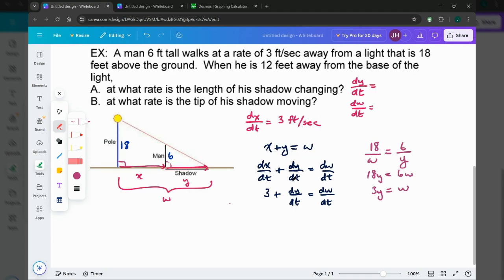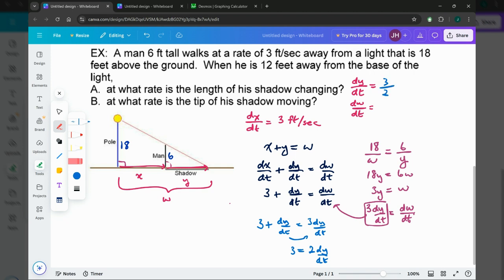I can take the derivative of this. The derivative would be 3 times the derivative of y with respect to time, dy/dt, equals the derivative of w, dw/dt. And notice what I can do. I can substitute this in for dw/dt over here, and I've got a whole new equation. I've got 3 plus dy/dt equals 3 dy/dt. Now I can solve for dy/dt very easily, as a matter of fact. Subtract the dy/dt, I would get 3 equals 2 dy/dt. And if I divide by 2, dy/dt is 3 halves.